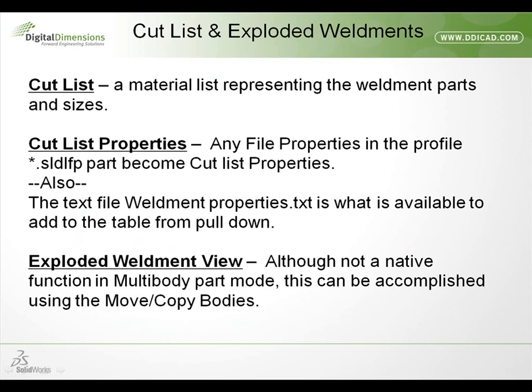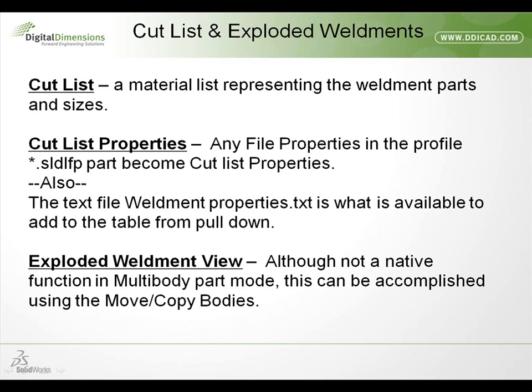Cut list and exploded weldments. A cut list is like a bill of material for my inseparable assembly. However, unlike an assembly, I do not have multiple part files, each containing their own file properties. Instead, I've got a single part file with multiple bodies. And in order to give each solid body their own properties, we go to the cut list item folders. And underneath those cut list folders, we can assign properties to the individual bodies.